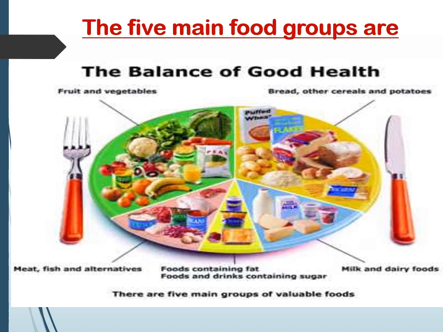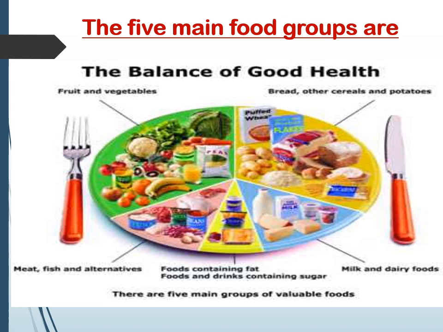In the last class, we have learned that we should have a balanced diet to stay healthy and fit. So, in order to have a balanced diet, the food items are divided into 5 main food groups so that we can choose the items from these groups to have a balanced diet.